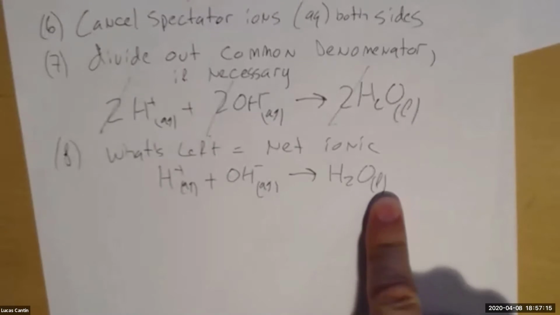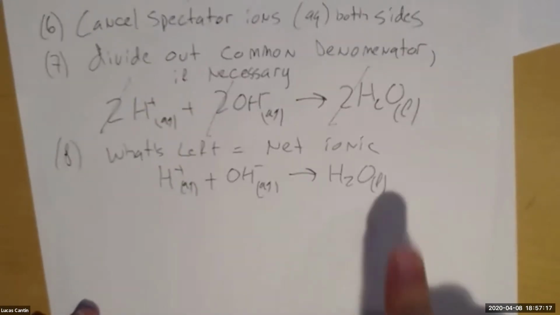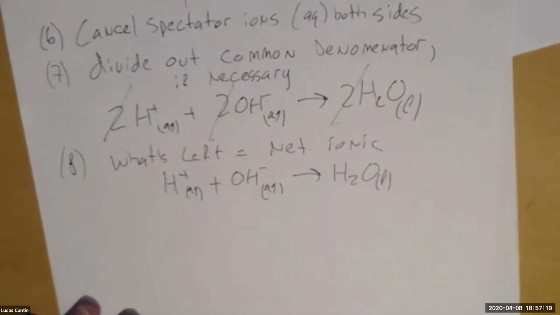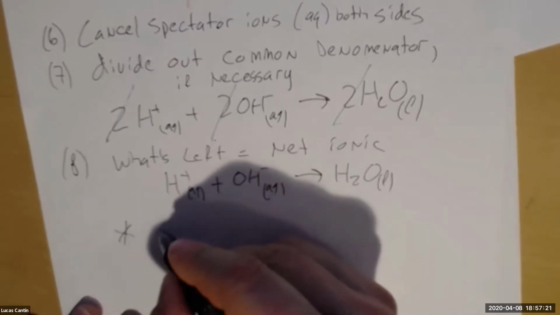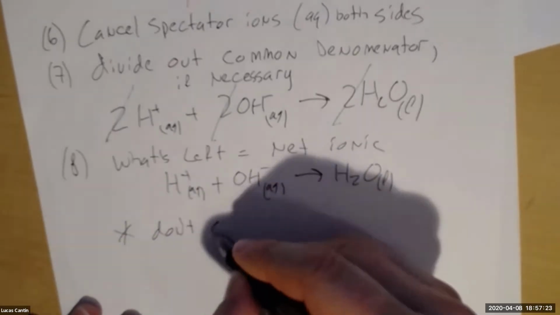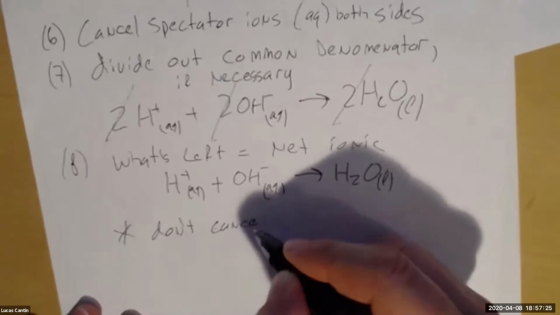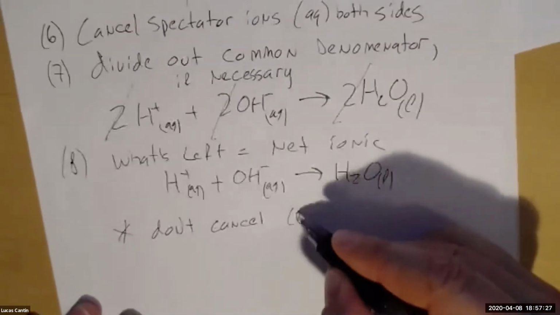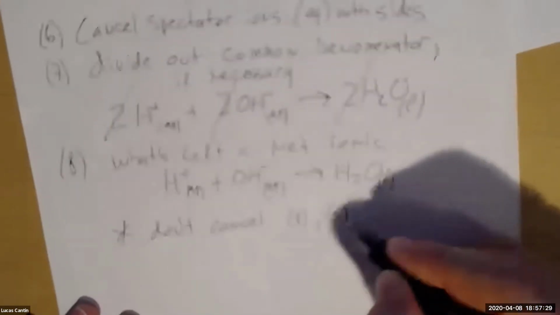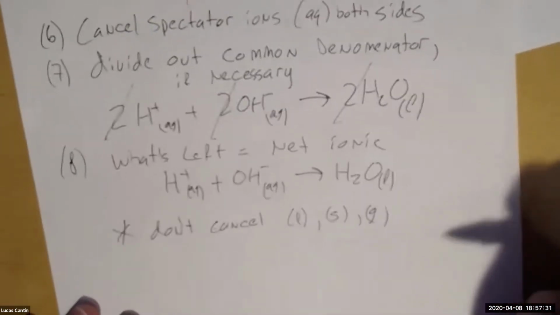On the worksheet, when it says include the states, it's only going to be aqueous or solid, right? Unless noted. Well, actually, too: liquid. The ones that don't cancel out. Liquid, solid, or gas. How do we know if it's a liquid or a gas?